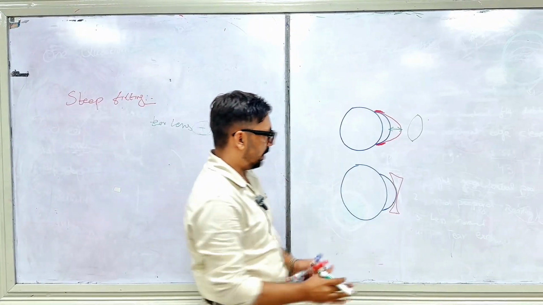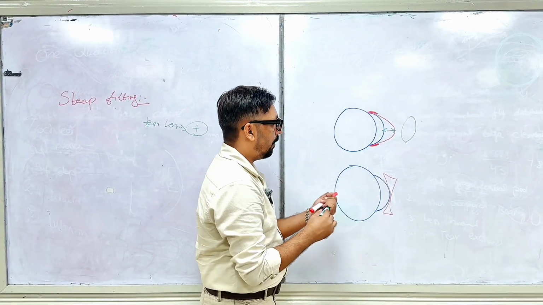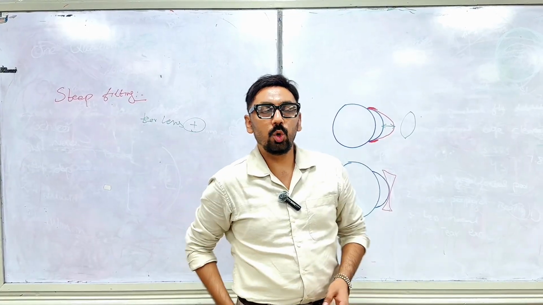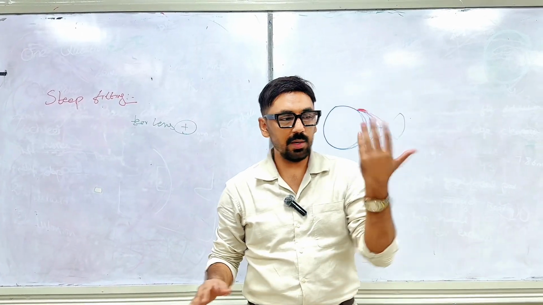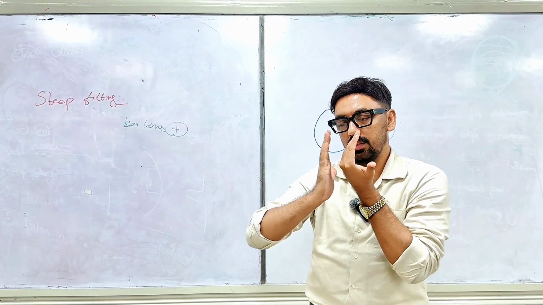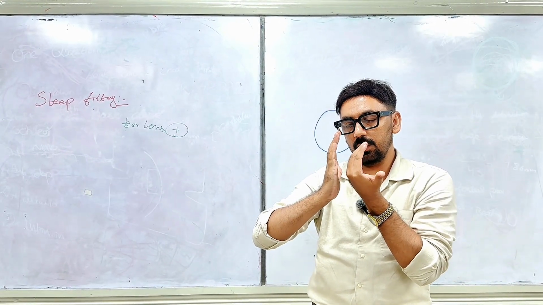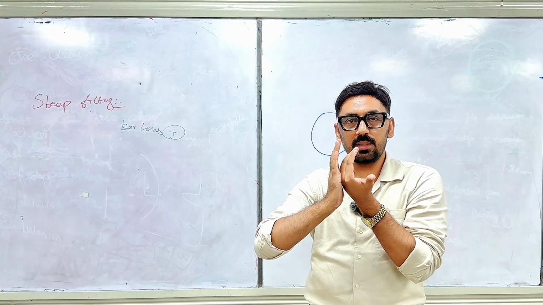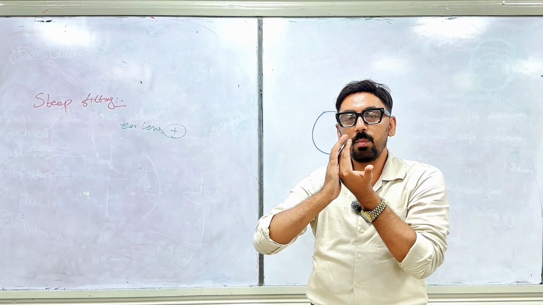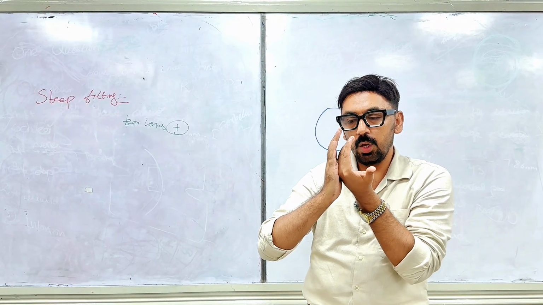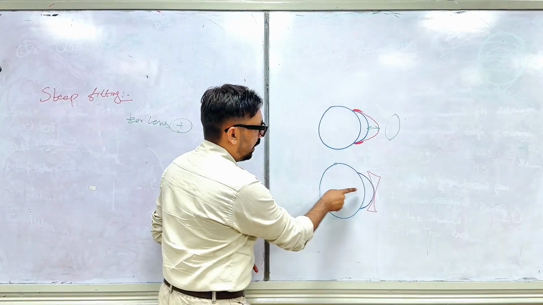And in contrast, if we discuss the flat fitting, in flat fitting there is no space at the center, right? For example, this is the cornea and this is the RGP lens, and it will look like this. At the center, at the apical place, there will be no space between the lens and the cornea, but there will be more space between the lens and the cornea at the periphery, at the edges, right? So it will look like this.